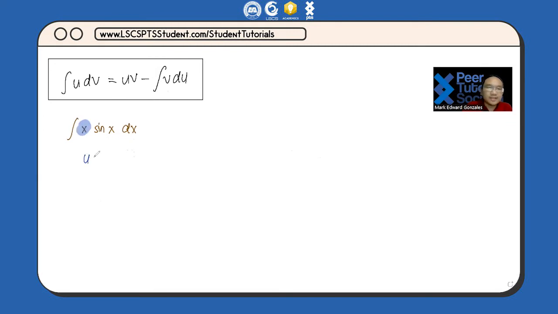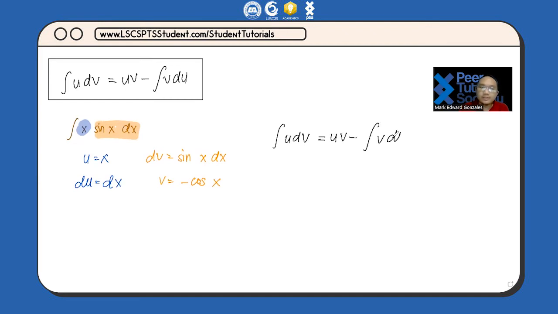let's have u be equal to x. The rest of the expression will then become dv. So dv will be sine x dx. So let's use color coding so that things look a little bit nicer. So this will be dx, and here the integral of sine would be negative cosine. We have this. The integral of u dv is equal to uv minus the integral of v du.